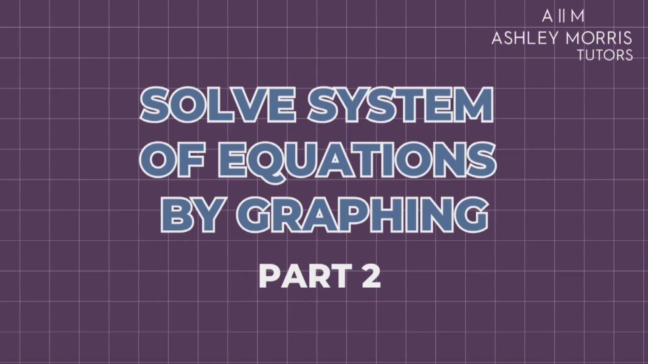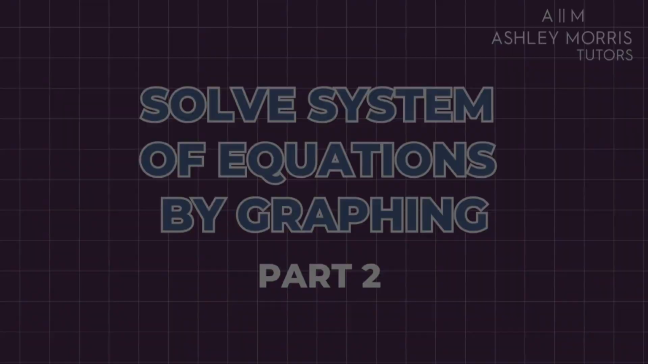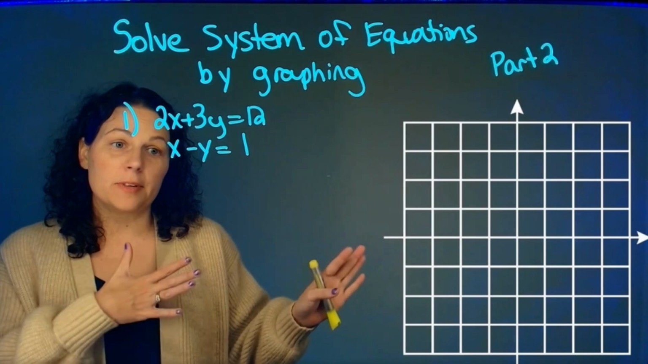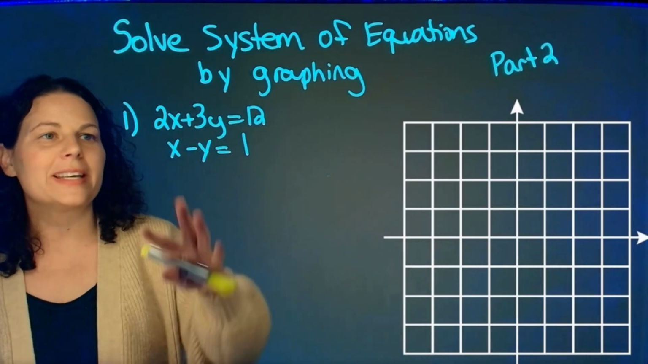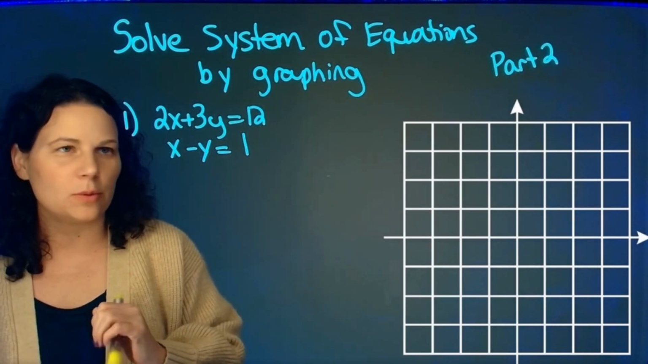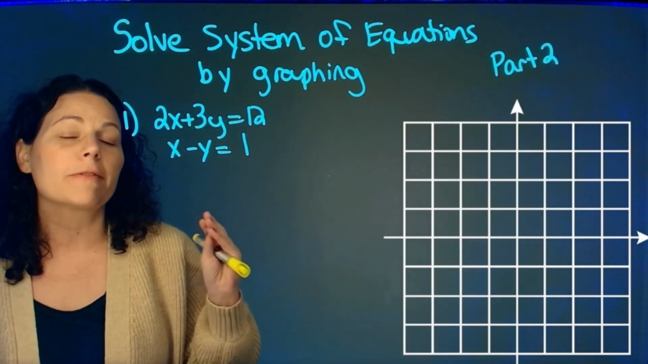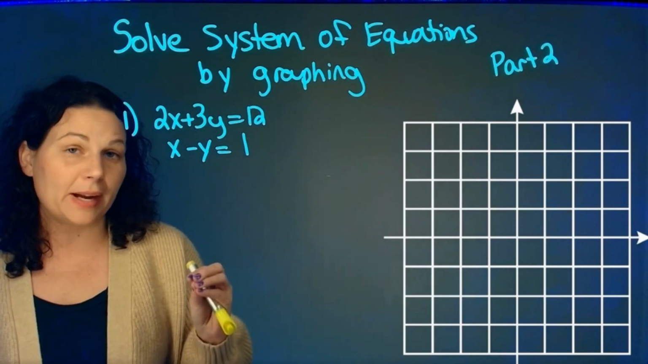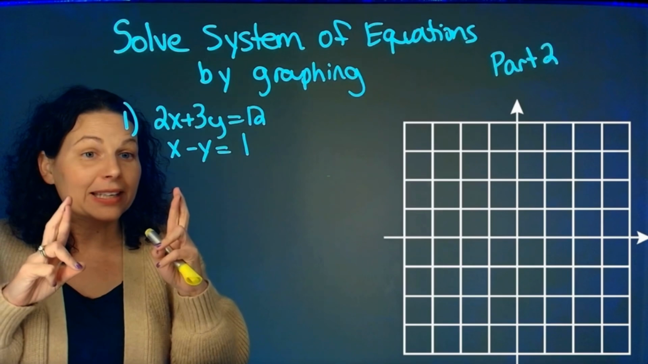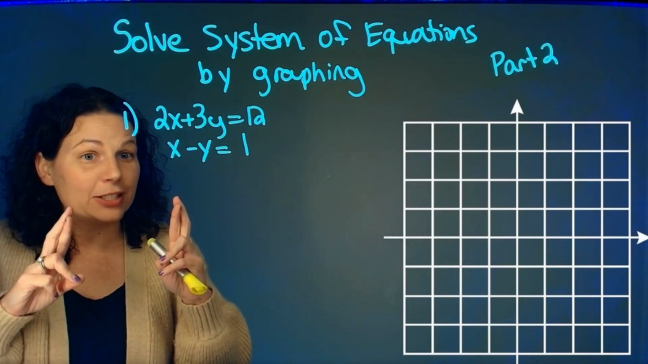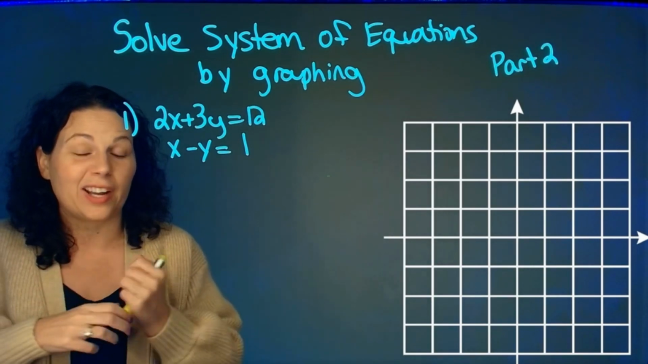This is part 2. We are going to graph this system of equations, but in the last video, they were already y equals. In this video, they are not y equals already. We need to do that part first. So we're going to get y by itself, graph it, and see where they cross. And hopefully all my numbers are nice, pretty integers. Otherwise, graphing is not that great.